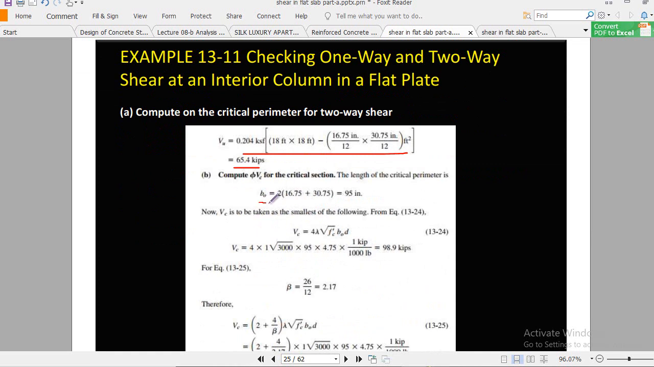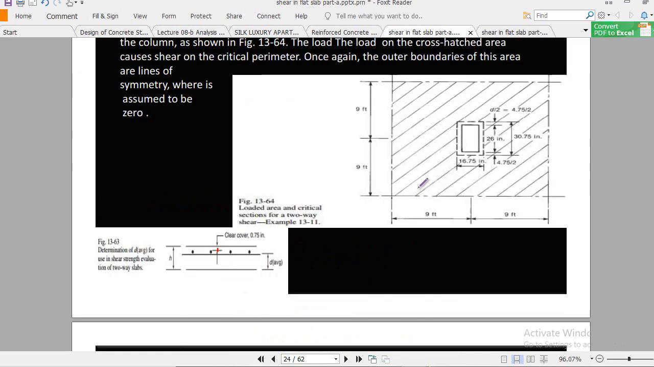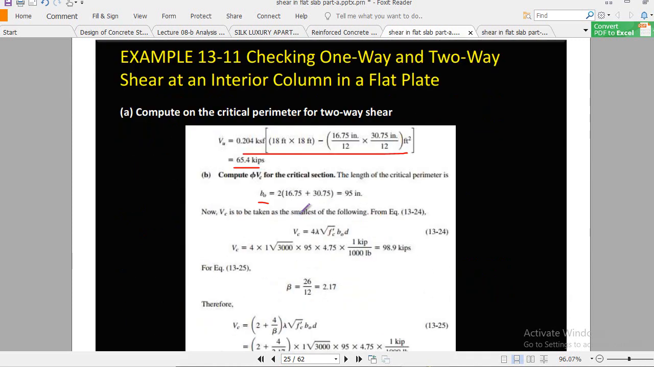We have to calculate beta naught. Beta naught is the length of the critical section, this one. So how to find it out: 16.75 times 2, because we have two sides, and 30.75 times 2, because we have two sides. So our b naught will be 95 inch. Use the basic punching shear equation, which is this one.